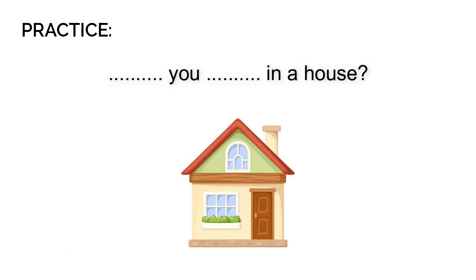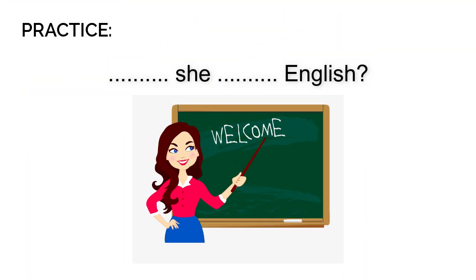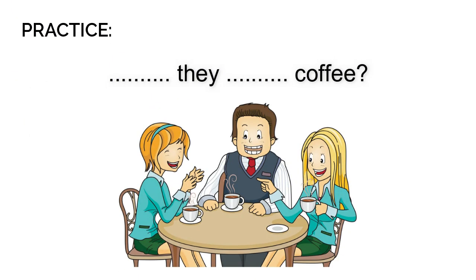Okay? Let's practice. Look at the picture. That's it. Do you live in a house? Another one. Yes, it's correct. Does she speak English? So we have does because it's she. Look at this picture. Do they drink coffee?